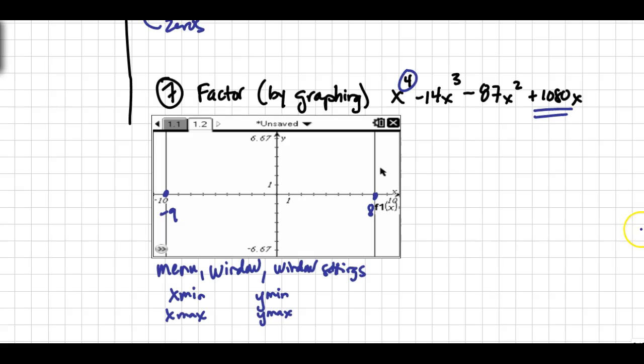I want students to know that you should try this a couple times on your own. Try to modify the window so you can see all 4 x-intercepts. This is not easy to do, so it does take a little bit of perseverance on your part. Go ahead and give that a try while you pause the video.